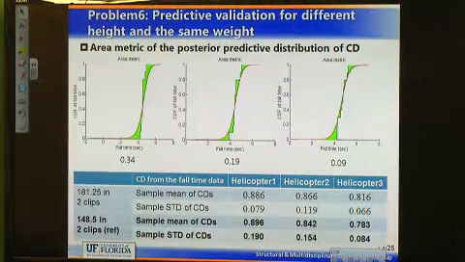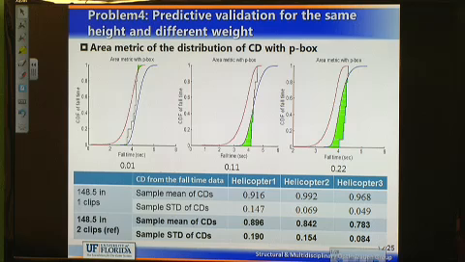Let's see. Any questions on 4? Yes. Did you say earlier that for helicopter 1, the mean was closer to the mean of the two clips? Yeah, because we're at 2 clips.